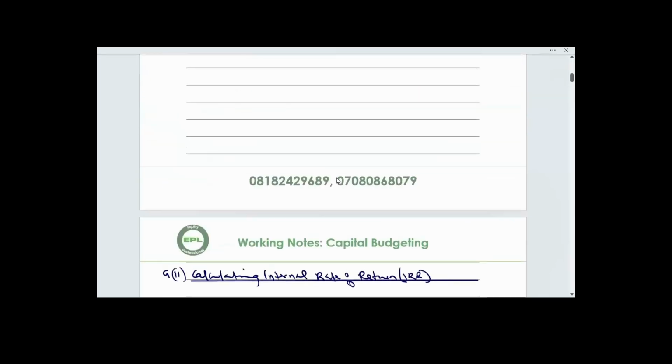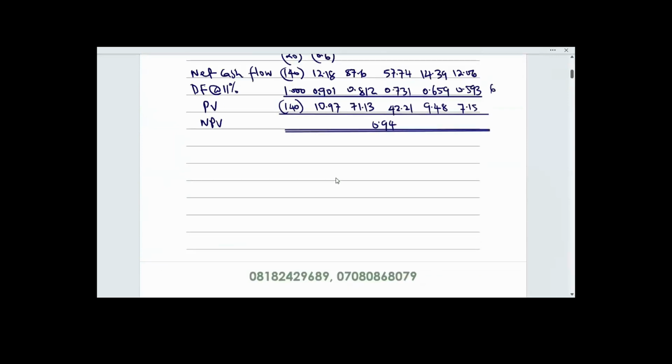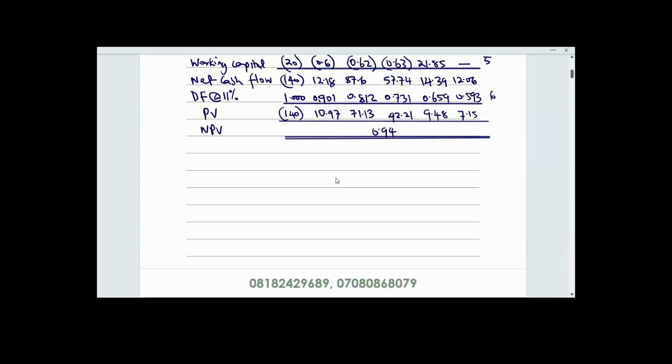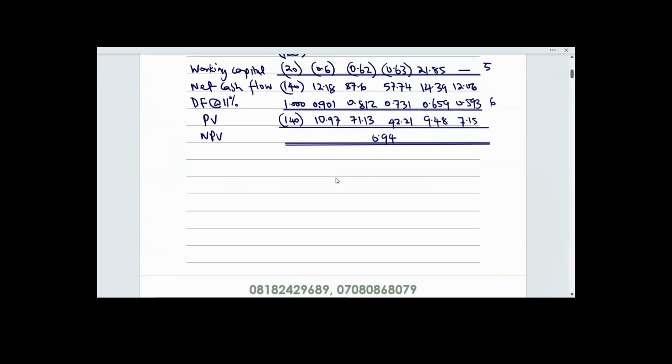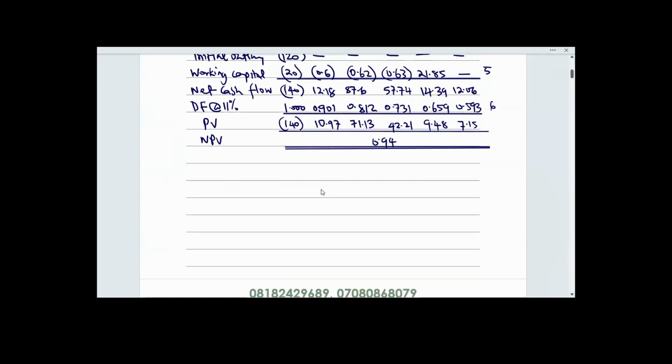Therefore, we are going to assume two discount rates. Our focus is that since we have calculated NPV before, we got 0.94 using 11%, so we can increase our discount rate to give us a negative NPV. If we like, we can increase to 13% or 15%. We are going to get a negative because this 0.94 is closer to 0. So any rates above this 11%, you are going to get a negative NPV.